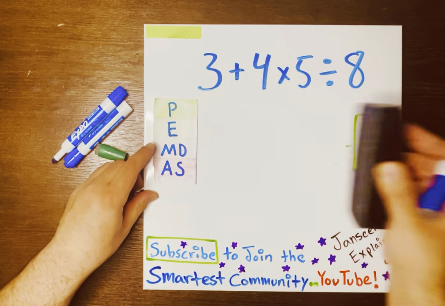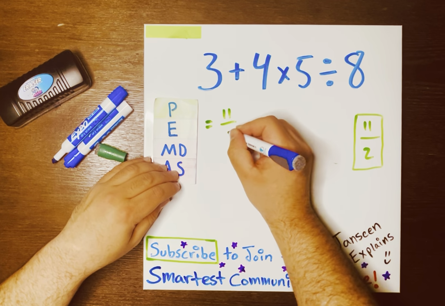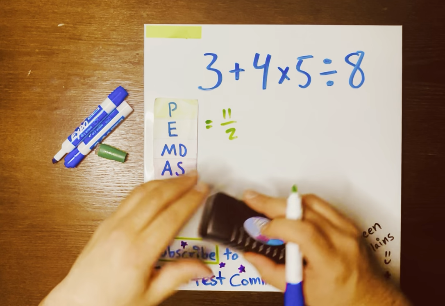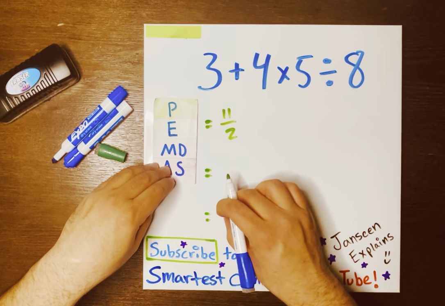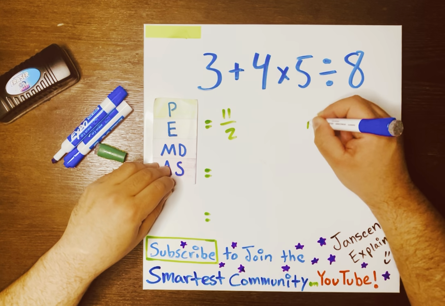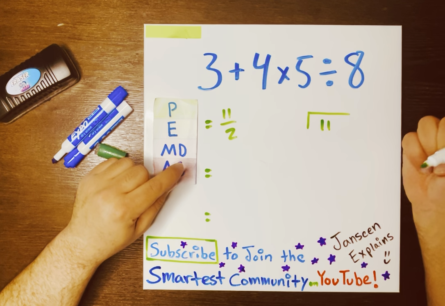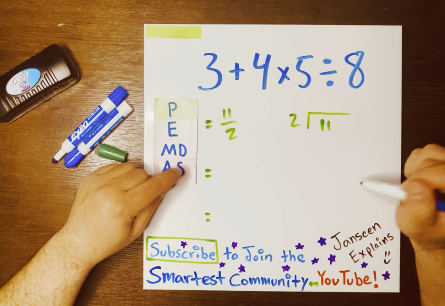So I'm going to write the 11 over 2 on this side of the board so we can figure out the mixed number and write it here, and then the decimal answer and write it here. So we're going to use long division for this. The 11 goes inside the long division symbol, and the 2 goes outside the long division symbol.